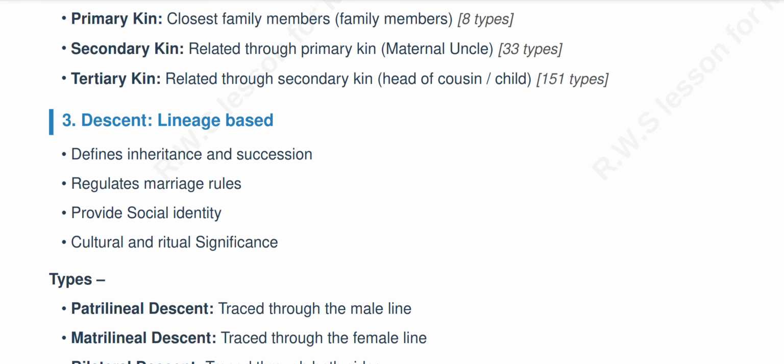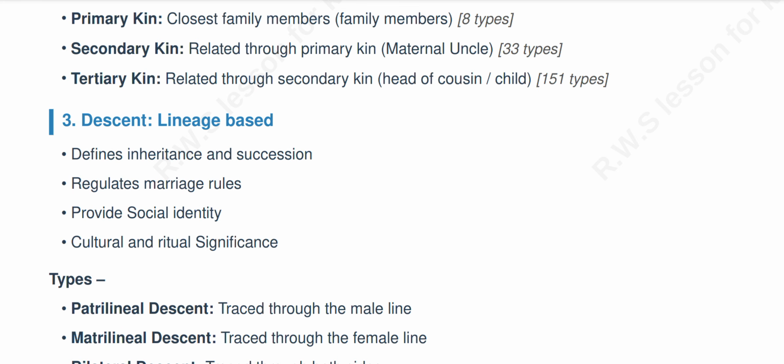For example, if you're from a lower caste, when you're born you're given that identity, that particular status, that you're from a lower caste. Or if you're from a higher caste, you're given that particular identity. Then gender, either you're a male or a female. Then comes cultural and ritual significance.